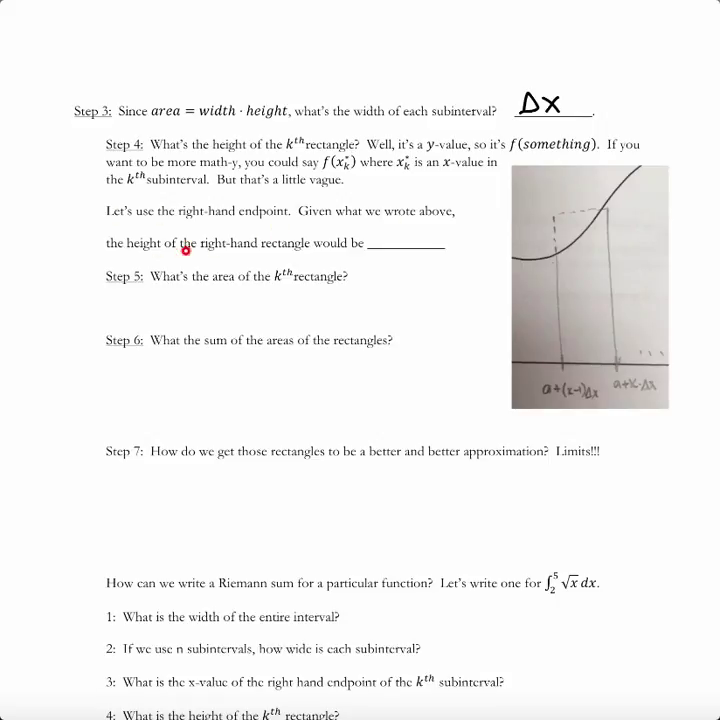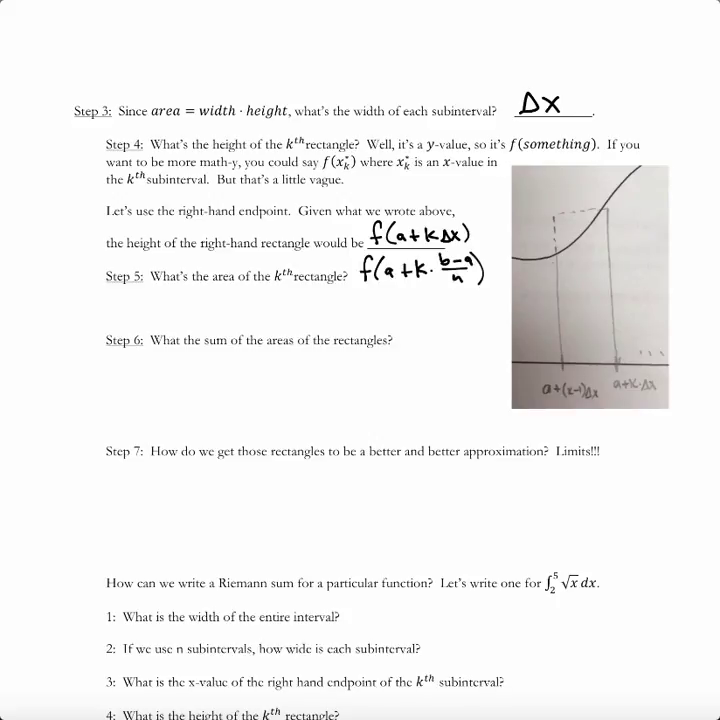So given what we wrote above, the height of the right-hand rectangle would be, well, we know that this is going to be an x value of a plus k times delta x. So the height of the rectangle is going to be f of that, right? That height right here, the value the function takes there. So that would be f of a plus k times delta x. And I'm going to write this again with not a delta x, but with b minus a over n. So we have both of these notations here.